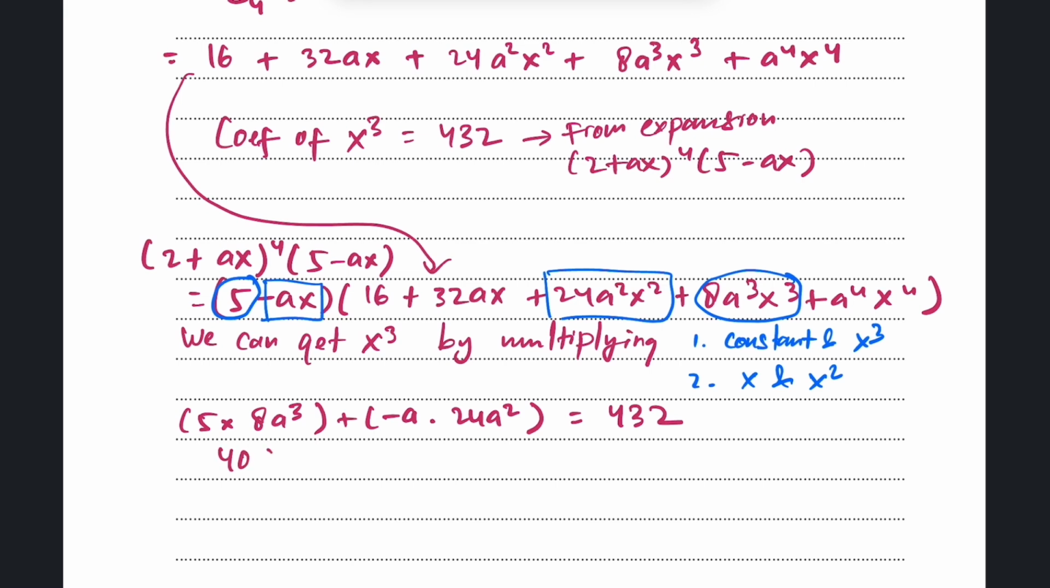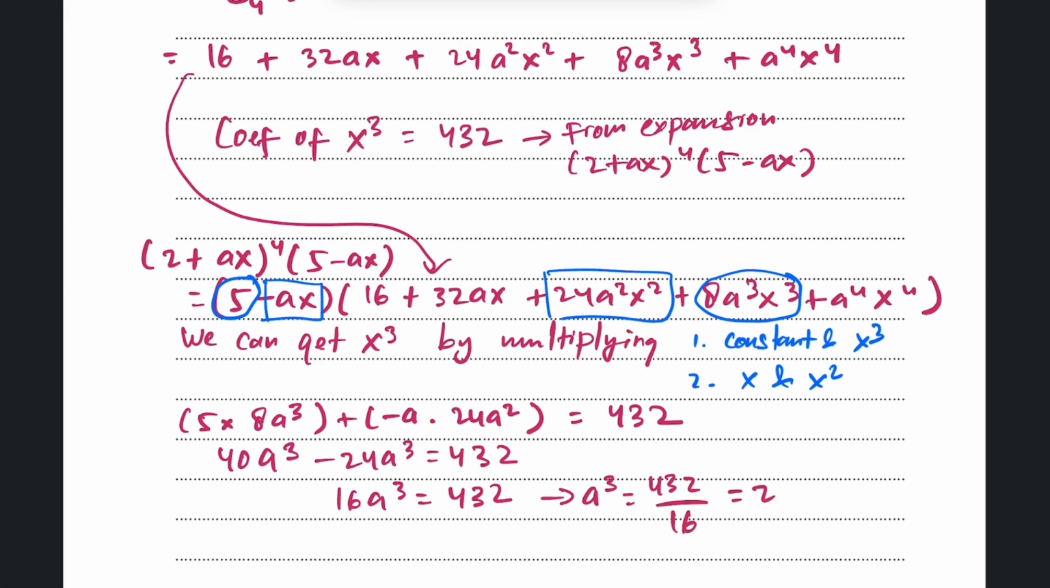So the first one we can simplify to be 40a cubed minus 24a cubed equals 432. So it will be 16a cubed equals 432. If we simplify this, a cubed equals 432 over 16, which is equal to 27. So a will be the cube root of 27, or 3.